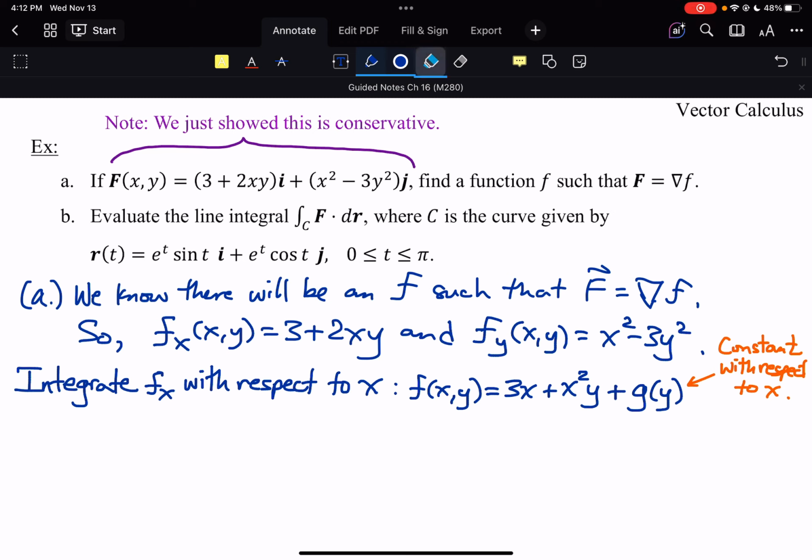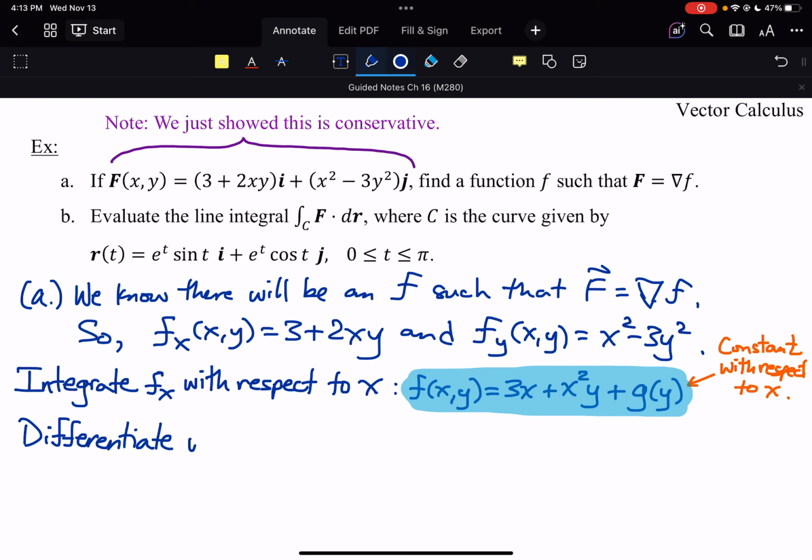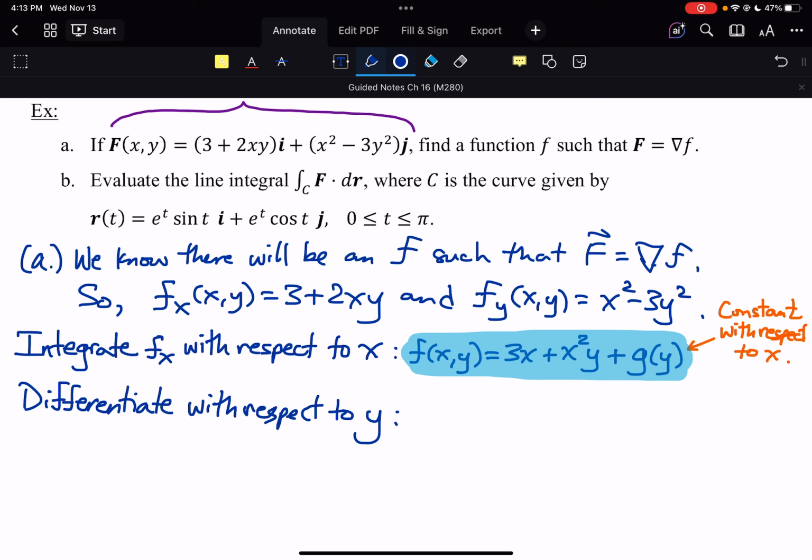All right, so this is our kind of rough draft of the function f, right? That's what we're looking for, the function f. We know most of it. We just don't know if there's something here where this g of y is. So what we're going to do is differentiate with respect to y. So we're going to differentiate the function we just got.